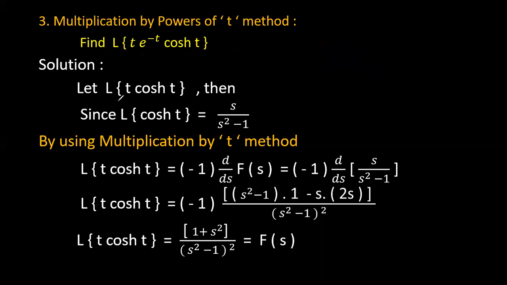So the Laplace transform of t into cos ht: first we have to know that t into cos ht is nothing but the multiplication by t method, then you have to apply the shifting method. Before applying the multiplication by t method, first we have to get the Laplace transform of cos ht. What is the cos ht value? s by s square minus 1 square, that is s by s square minus 1. Next we have to apply the multiplication by t method.